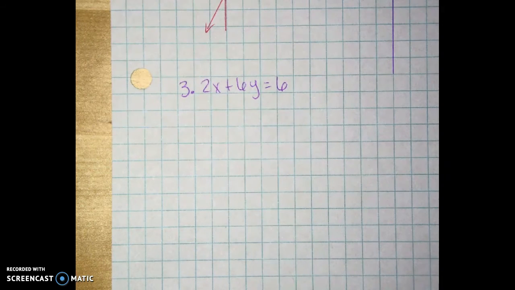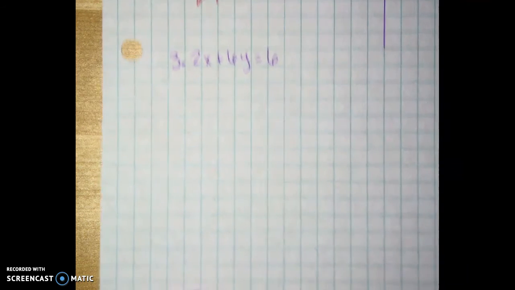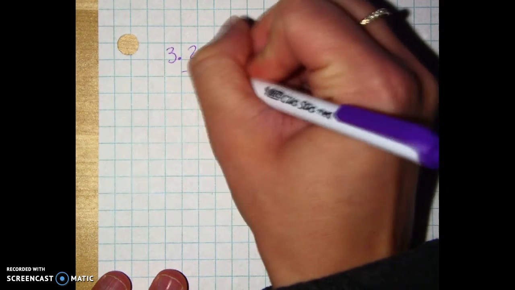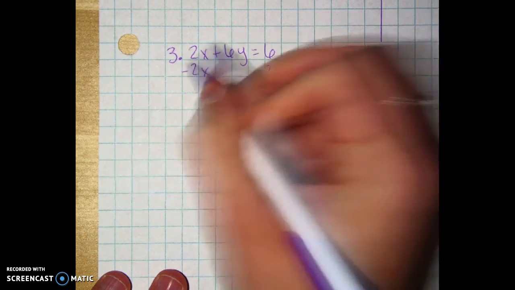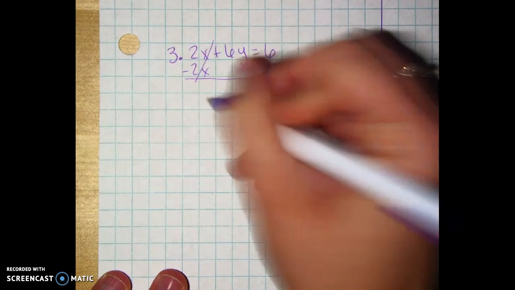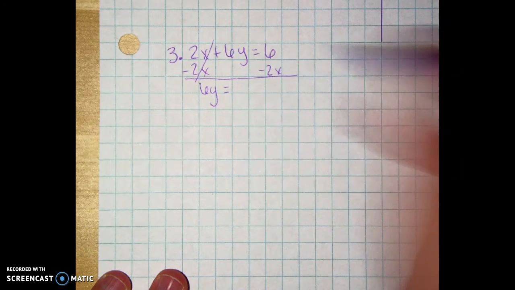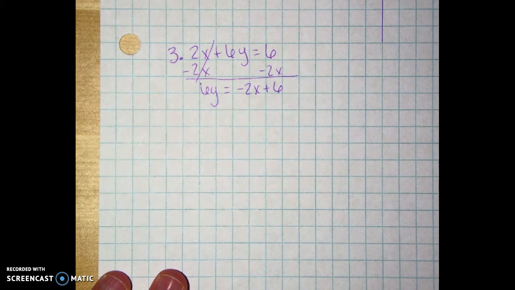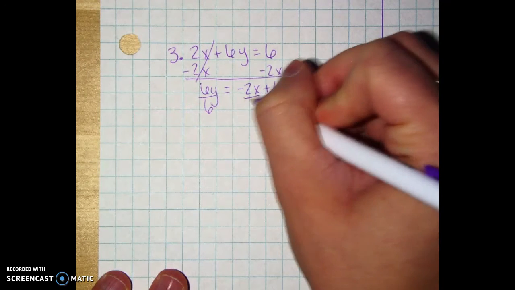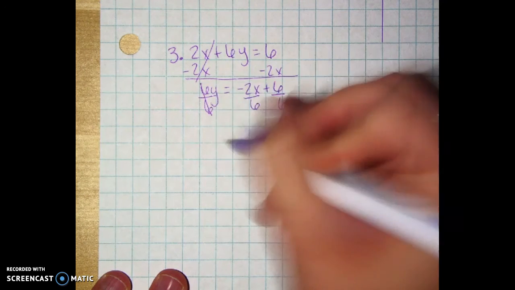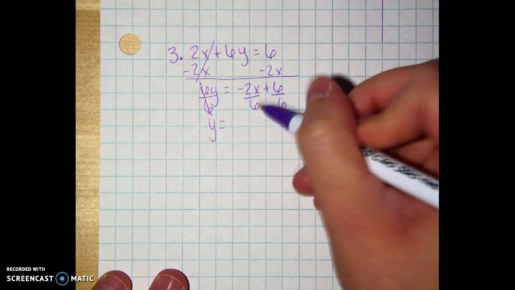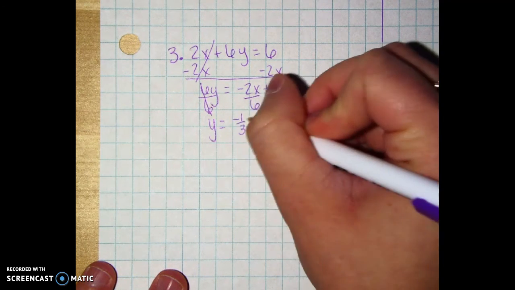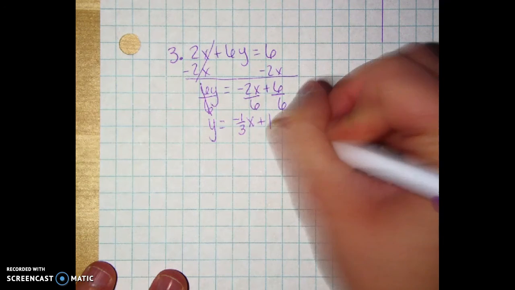And I know you can find the x and y intercept on that one, but I would like to put that into slope-intercept form. So to do that, I'm going to subtract 2x. That gets me 6y equals, I'm going to put the -2x first, so -2x plus 6. And then divide by 6. -2 over 6, that reduces down to -1/3 x plus 1.